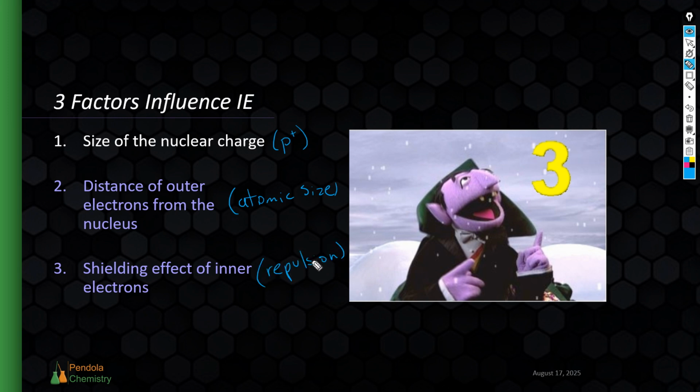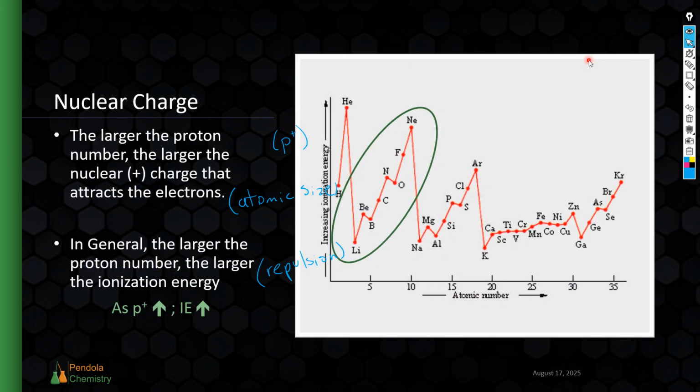Remember that electrons repel each other. So inner electrons are going to repel outer electrons. Electrons that are farther towards the inside of an atom will repel those in the outside layers of the atom. And that plays an important part in ionization energy. So let's look at the first factor, nuclear charge.